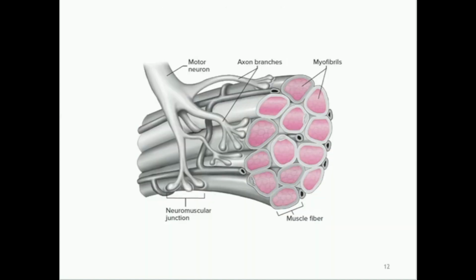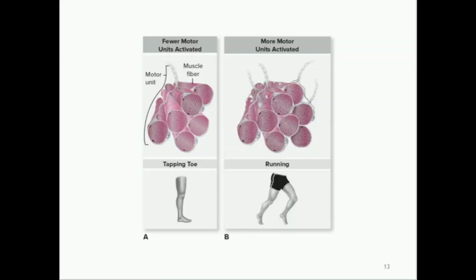Now, as we've mentioned, in order to contract a muscle, I don't care what the muscle is, it has to be innervated and stimulated by a motor neuron. Okay? So one thing that is very, very important is that you understand what a motor unit is. All right? So a motor unit is a motor neuron plus all of the muscle fibers that motor neuron innervates. Or we could just simply say a motor neuron and all of the muscle fibers it innervates.